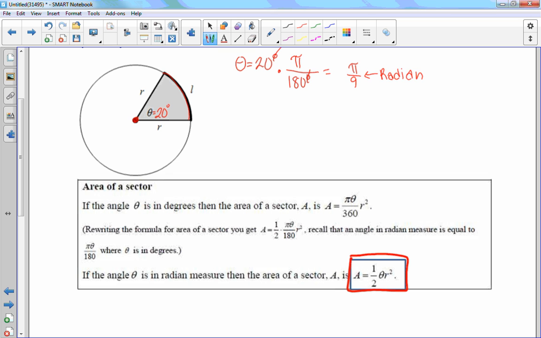1/9. Good. So 1 pi/9. So that's our radian. Now we just type into the formula for area. 1/2 theta r squared. So theta has to be in radians. Theta was pi/9.